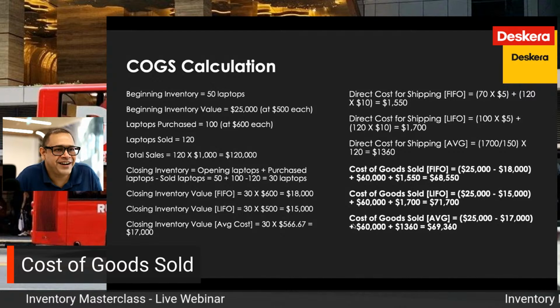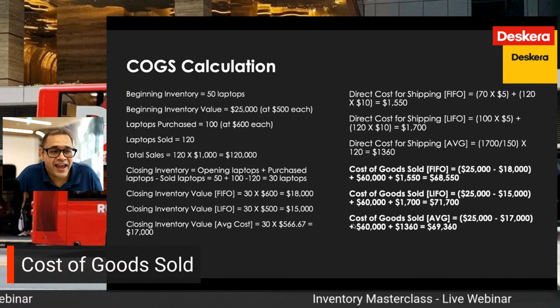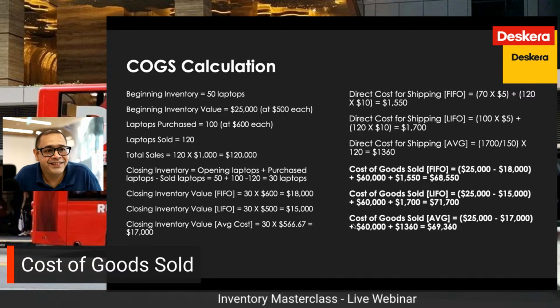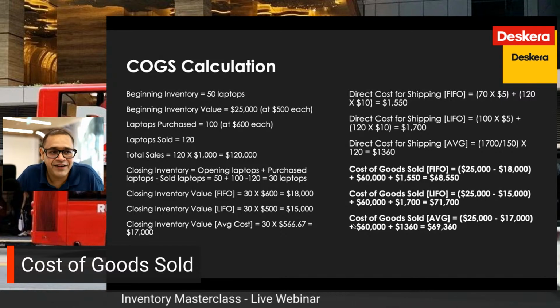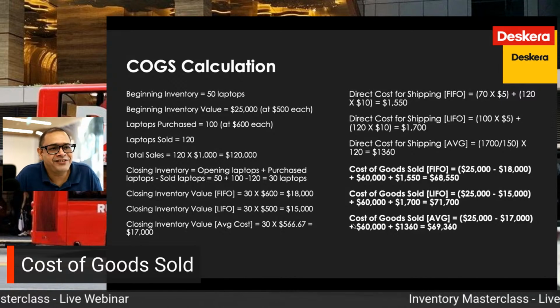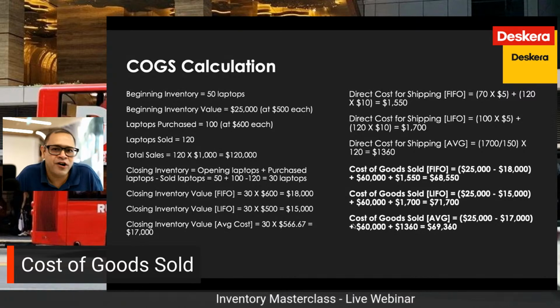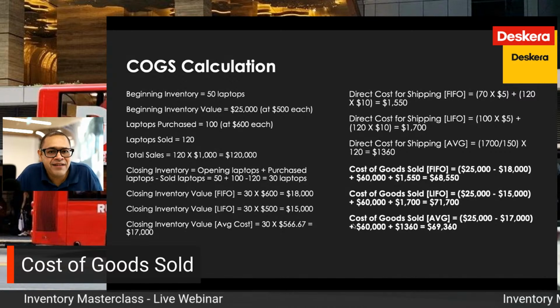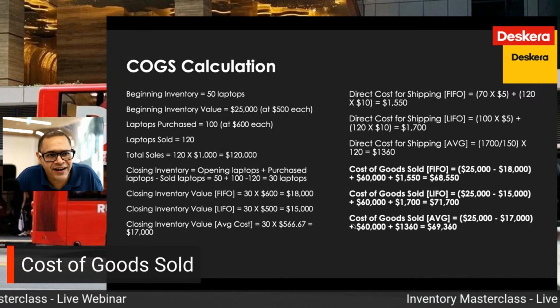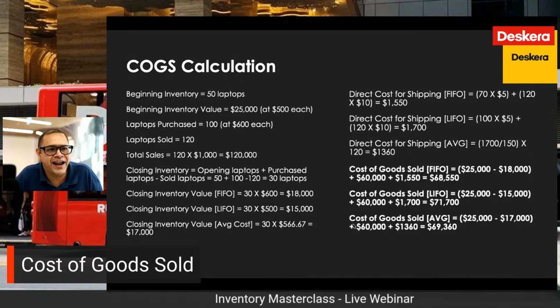But most countries don't allow LIFO. And between FIFO and average cost, FIFO is the most preferred method. Why? Because as we saw with the calculations, calculation of average cost can become very tricky, especially if you have a lot of ins and outs. Whereas FIFO, even if you don't have an inventory management system, you can track it in an Excel sheet. But average cost is super difficult to track even with Excel sheets or any kind of manual methods.